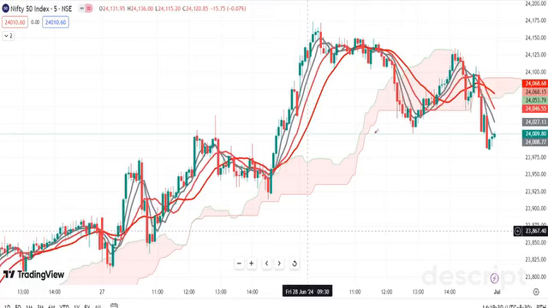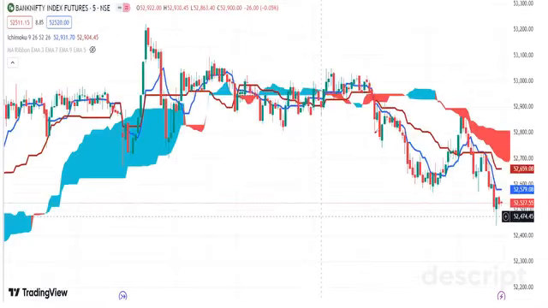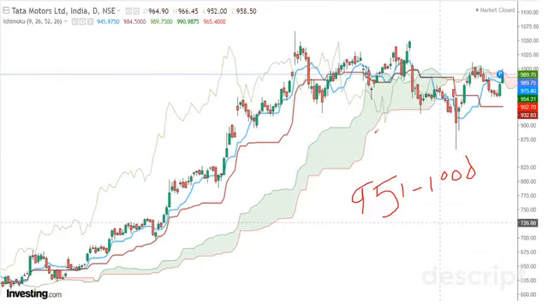So I can use Ichimoku Cloud. Now, to make it very simple, how does it look? It looks very, very clumsy. Let us go and see the formula.